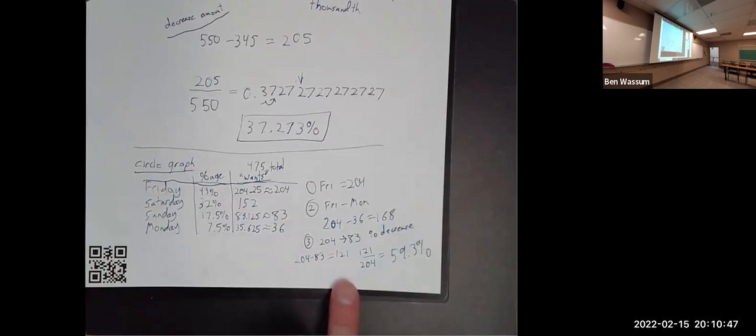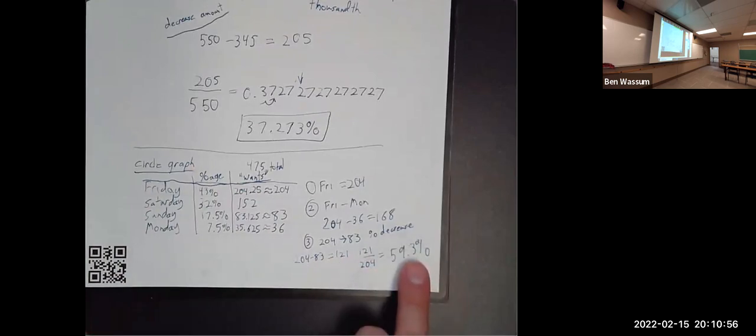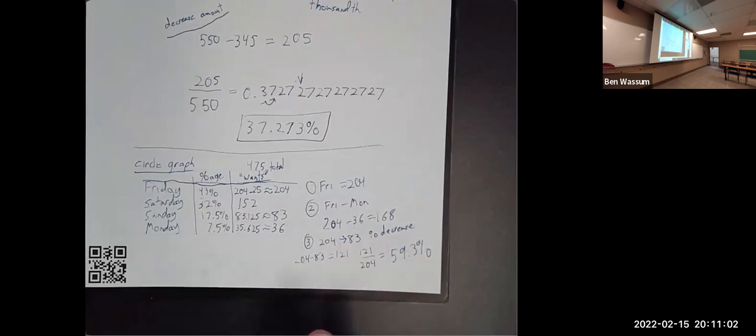And then I crammed this one down here. So how much room do you actually need to figure these out? Figure out the difference, divide it by the original, convert it to a percentage, and there you go. That's how much room you really do need for these problems. So it's not too bad, right?